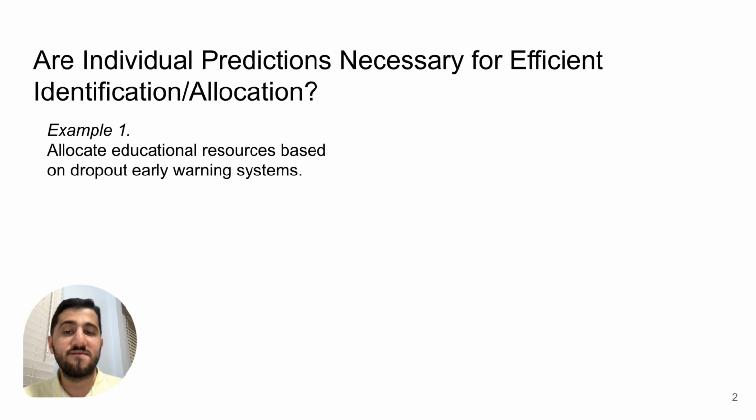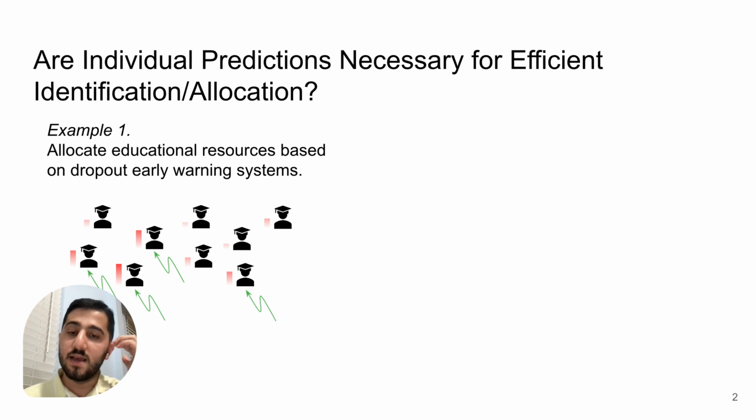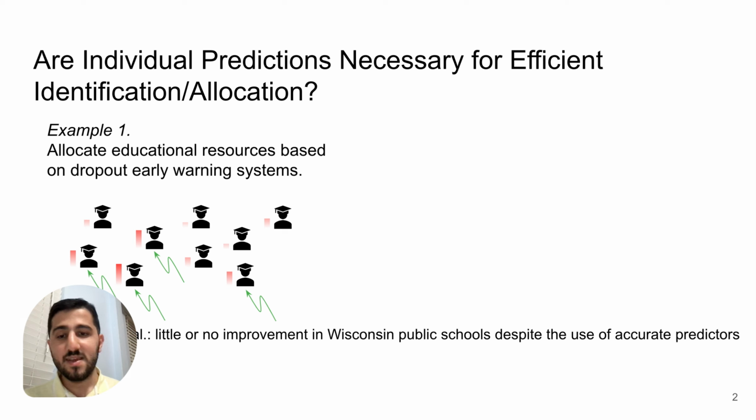We may use a dropout early warning system here. Such a system will output a risk score per each individual. So based on a budget we have, we can choose the individuals with the highest risk score and intervene on those. Surprisingly, a recent study has found that implementing such a system has had little or no improvement in Wisconsin public schools, despite the fact that they were using a really accurate predictor.